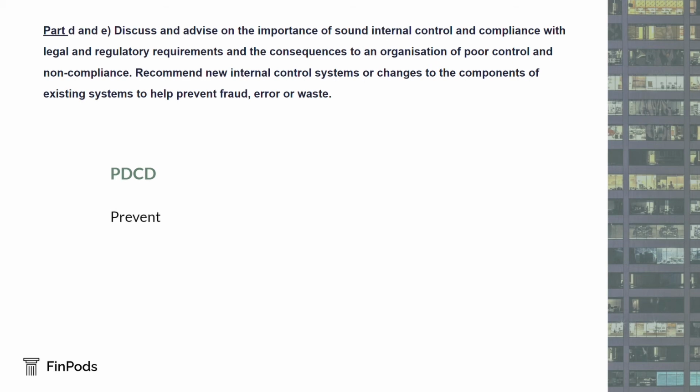Prevent controls are controls which are designed to prevent errors from happening in the first place. Detect controls are controls that are designed to detect errors once they have occurred. Correct controls are controls that are designed to minimize or negate the effect of errors. Direct controls are controls which direct activities or staff towards the desired outcome.